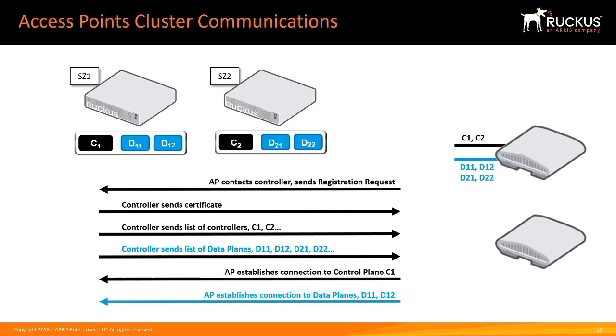Now when a second access point joins the cluster, the controller returns the control plane and data plane addresses in a different order. The second access point connects to Smart Zone 2, and by changing the order of the addresses that are presented to the access point, the cluster load balances the new access points across all cluster nodes.